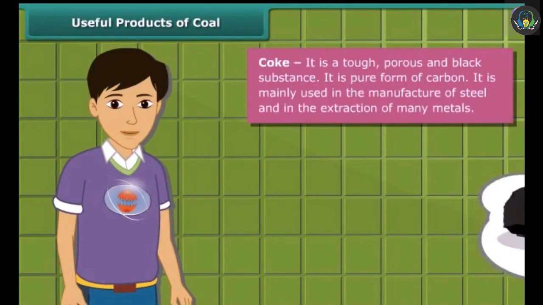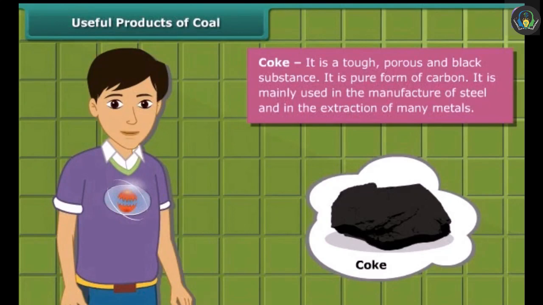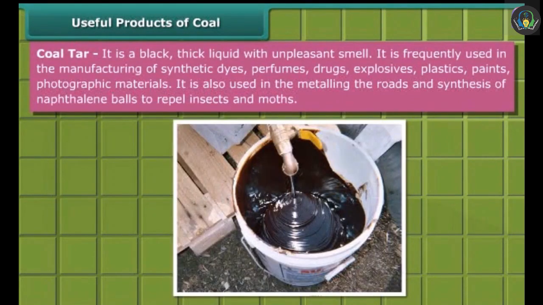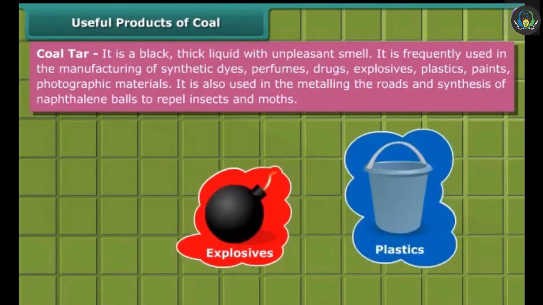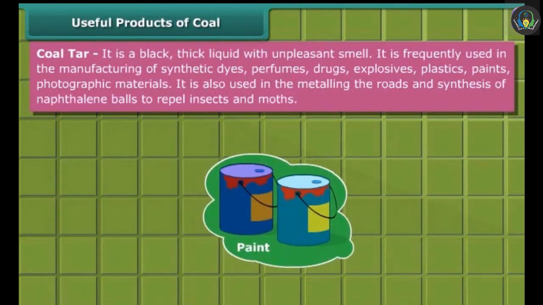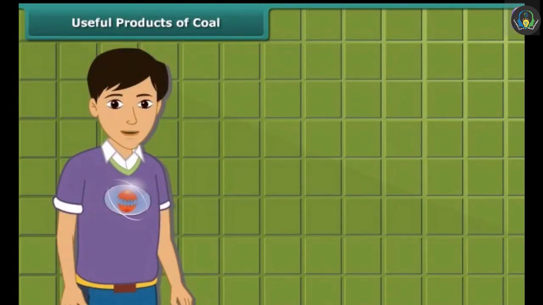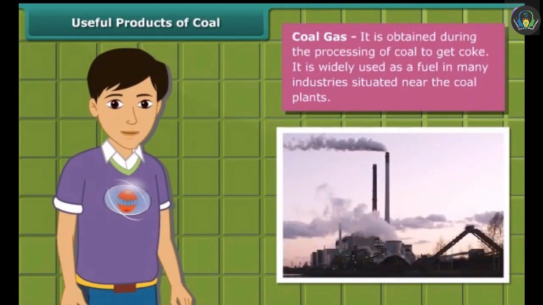The very first one is coke. It is a tough, porous and black substance. It is the purest form of carbon and it is mainly used for manufacturing steel and extraction of metals. Second is coal tar, which is a black, thick, unpleasant liquid. It is frequently used in the manufacturing of synthetic dyes, perfumes, drugs, explosives, plastics, paints, and photographic materials. Coal gas is used in industries and it is obtained as a byproduct when we are obtaining coke. And that's how we get coal gas.